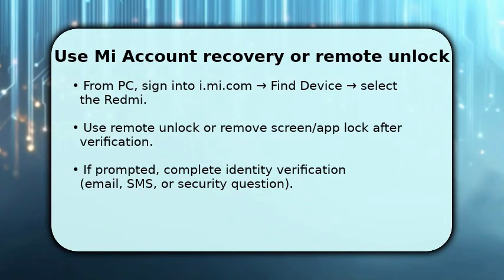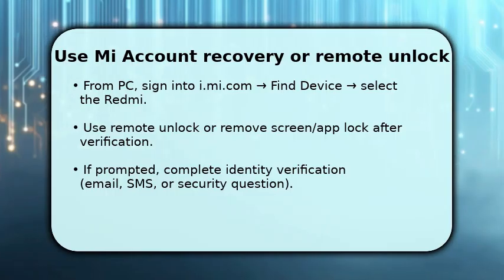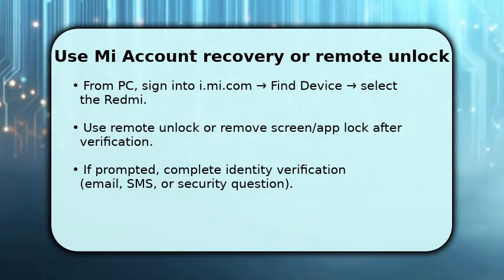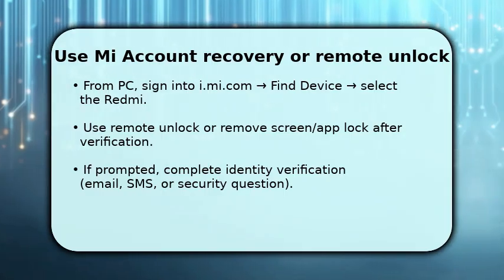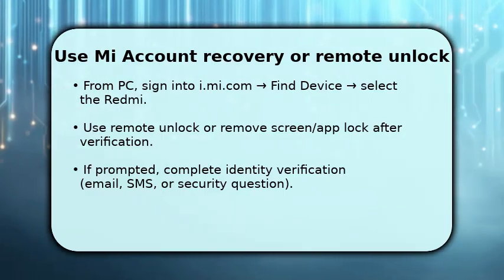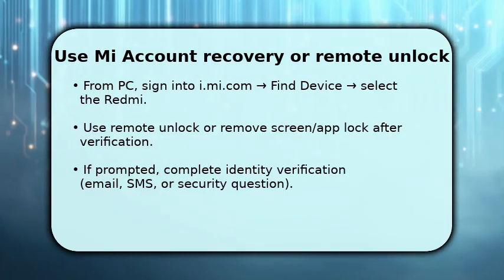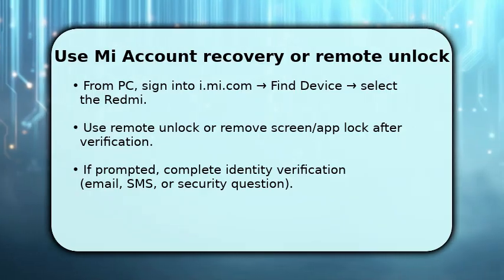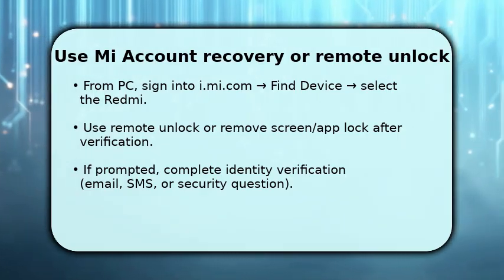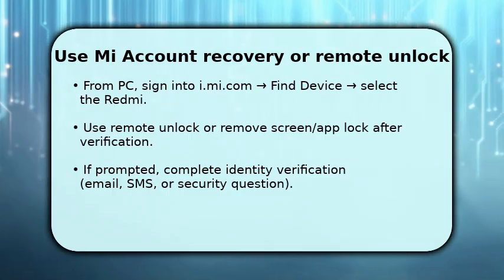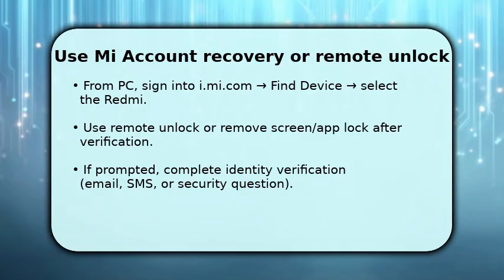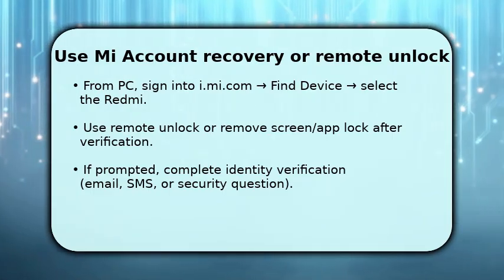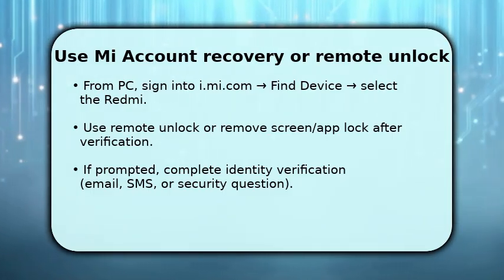For mi.com, sign in with your Mi account, pick the device, and choose the Remote Unlock or Remove Lock option. Follow on-screen verification steps like code via email or SMS. Once verified, the Cloud tool can clear locks managed by Mi Services. Make sure to wait for the device to be online and synced. Otherwise, try sending a remote request and then reconnect the phone to Wi-Fi for the command to apply.